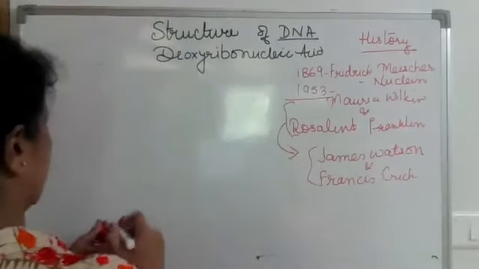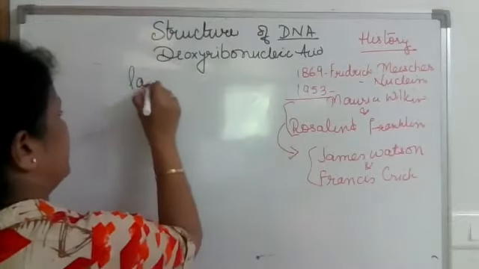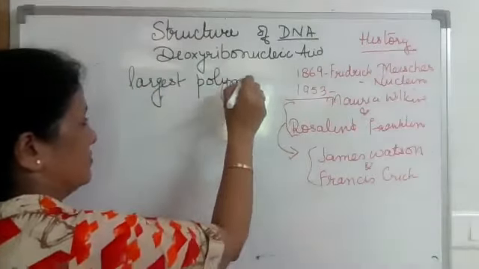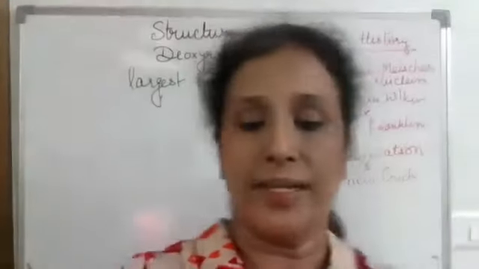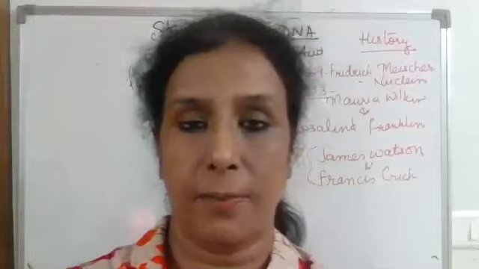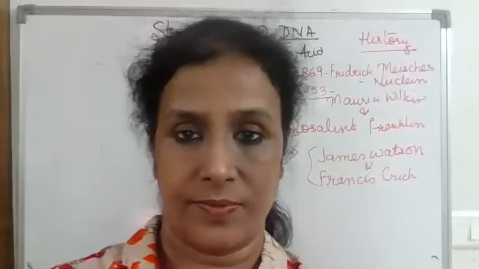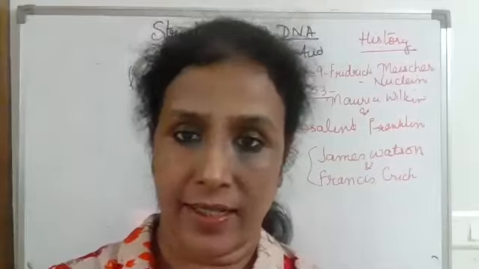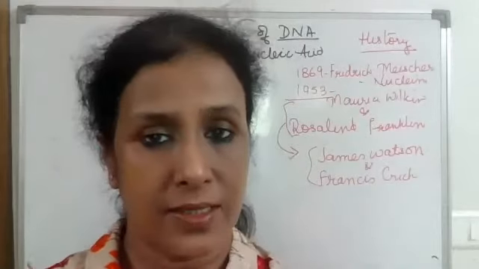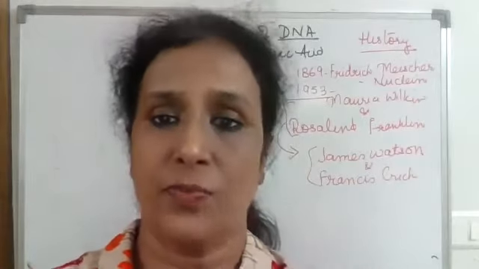DNA is the largest polymer of the body. And we all know what exactly a polymer is. A polymer is a compound that is made up of many monomers. So polysaccharides, proteins, lipids, DNA, RNA, these are the polymers in our body, and out of all these five, DNA is the largest polymer in the body.